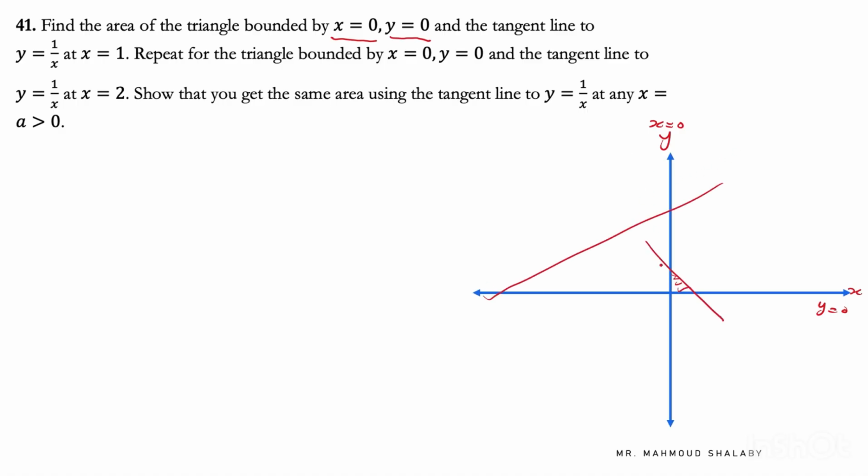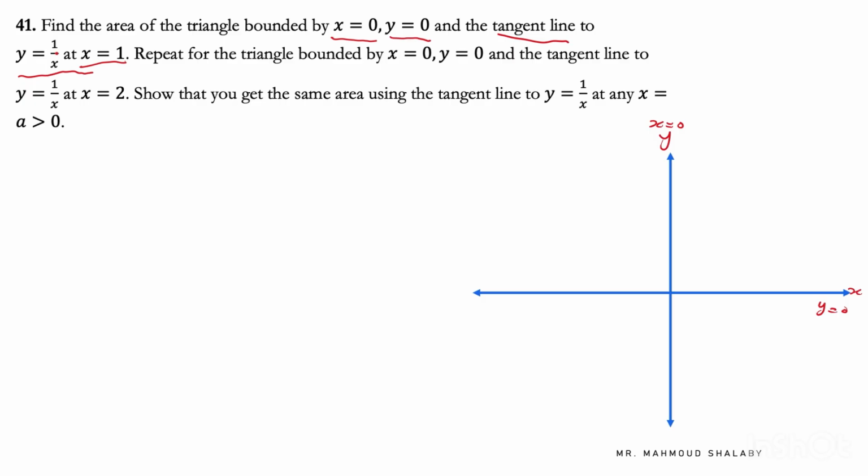So we will come up with a triangle in any side here. All right, let's see how this will work. And the third line is the tangent line to y equals 1 over x at x equals 1. So let's just start with the equation here. The first thing I want to do is find the tangent line to y equals 1 over x at x equals 1.